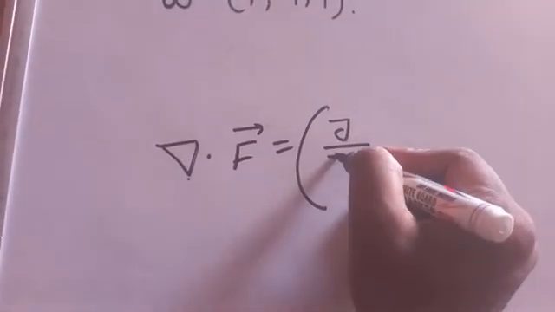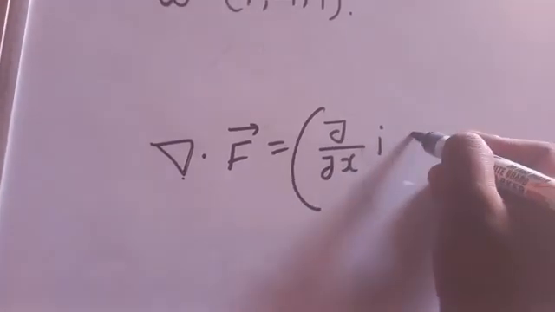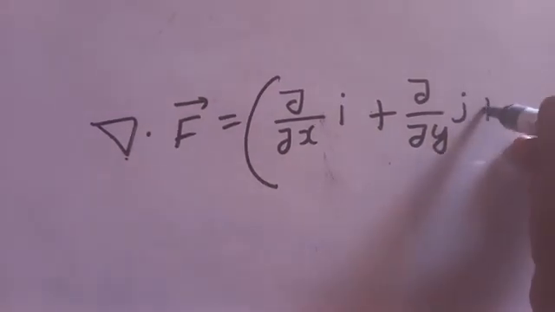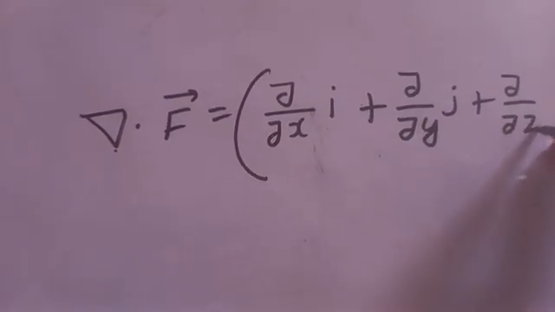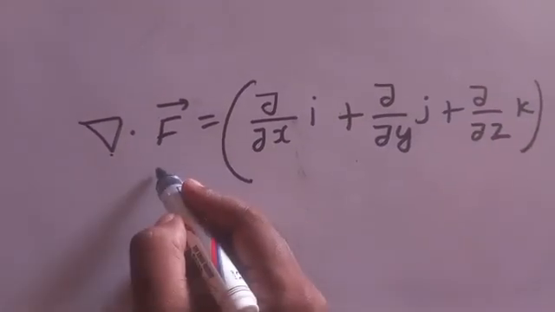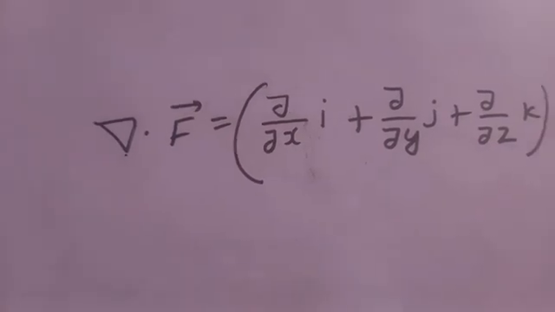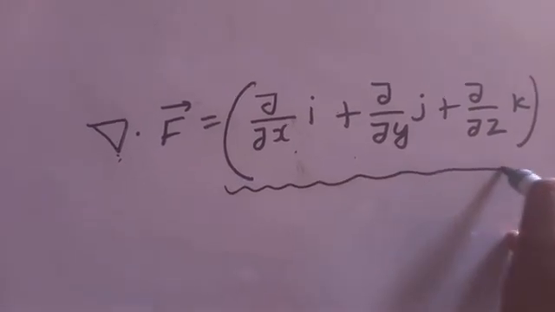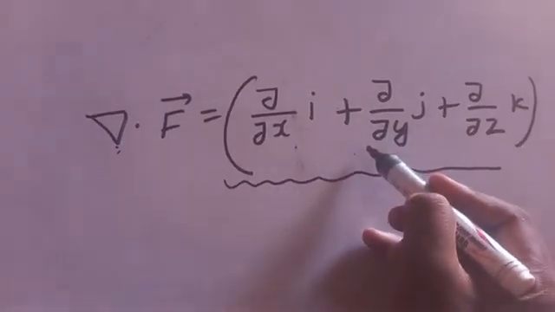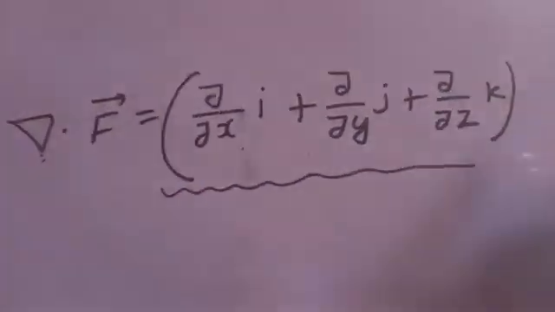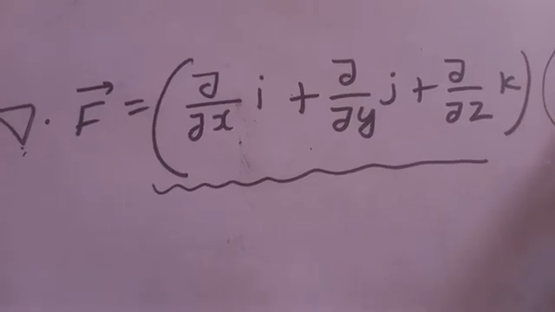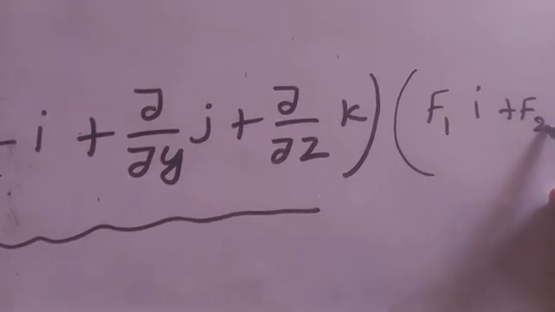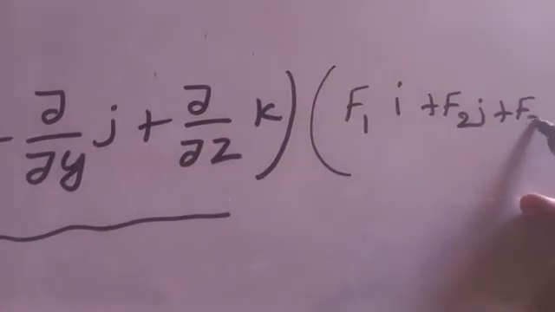Del is ∂/∂x times i plus ∂/∂y times j plus ∂/∂z times k. So del is a vector differential operator, del equal to ∂/∂x i, ∂/∂y j, ∂/∂z k, acting on F. F is the function f1 i cap plus f2 j plus f3 k.